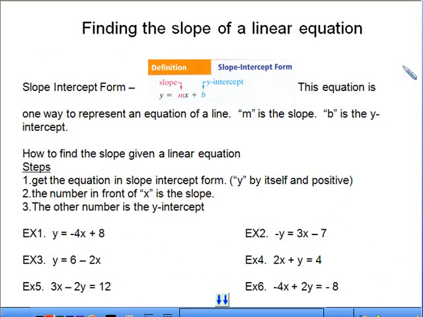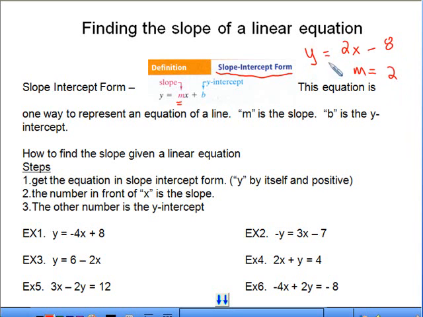Now, how do you find the slope if you have a linear equation? First of all, slope-intercept form, which I know you've all heard and seen before: y is equal to mx plus b. The slope is the number in front of x. Once again, the slope is the number in front of x. For example, if you have y is equal to 2x minus 8, the slope m would equal 2, because it's the number in front of x.